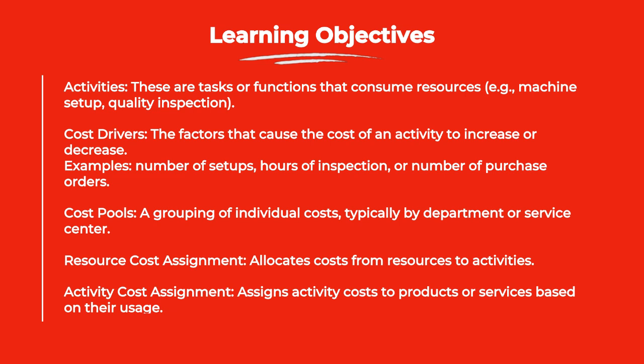Cost pools: a grouping of individual costs, typically by department or service center. Resource cost assignment: allocates costs from resources to activities. Activity cost assignment: assigns activity costs to products or services based on their usage.